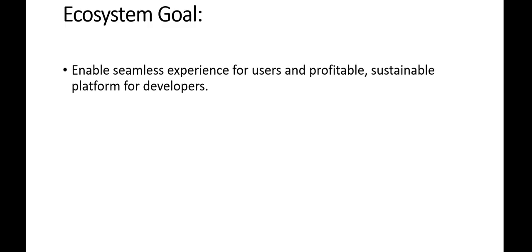Ecosystem goal. It enables a seamless experience for users and also provides a profitable, sustainable platform for the developers. So this is the ecosystem goal.